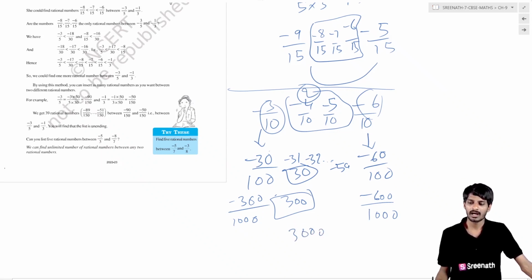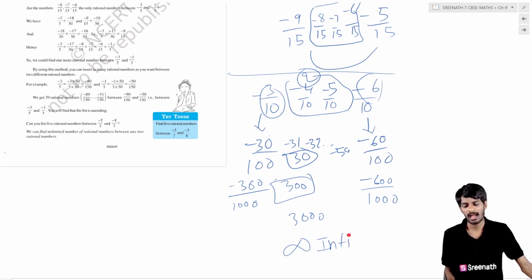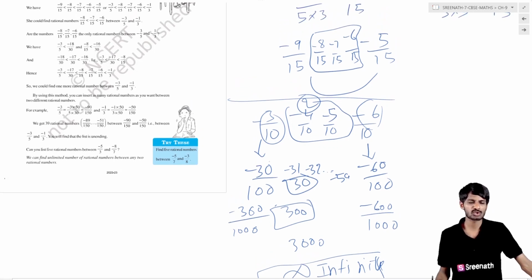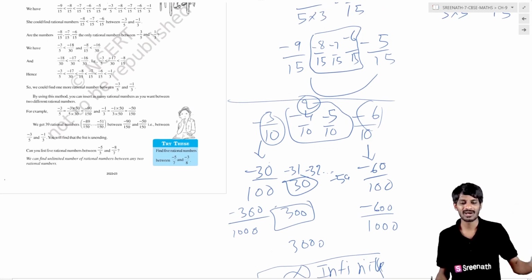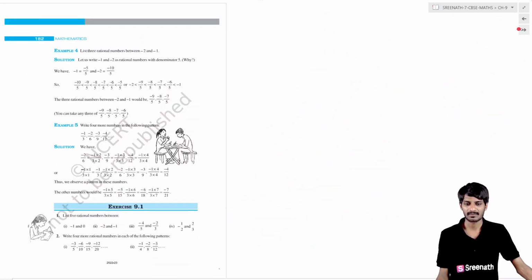So finally, how many rational numbers are there between two rational numbers? There are infinite. As many infinite rational numbers are there in between two rational numbers. We can write so many rational numbers in between two rational numbers. So we can find unlimited. There is no limit for that. Unlimited number of rational numbers between any two rational numbers.